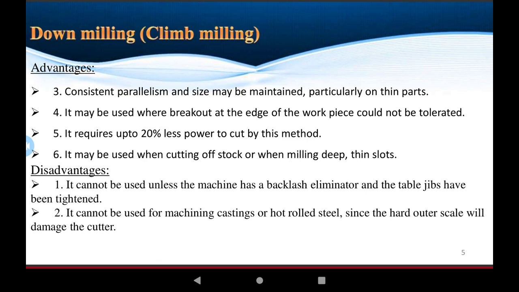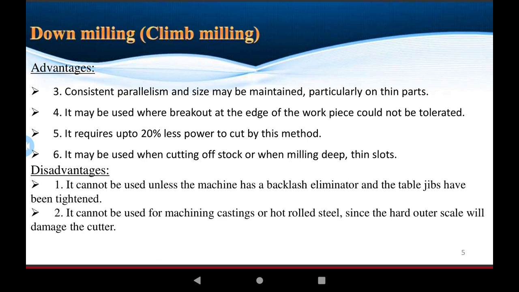Okay, point six may be used for cutting stock, or when milling a deep, thin slot. Deep milling is the milling operation performed to a very great depth, for example when the workpiece has a very high thickness.